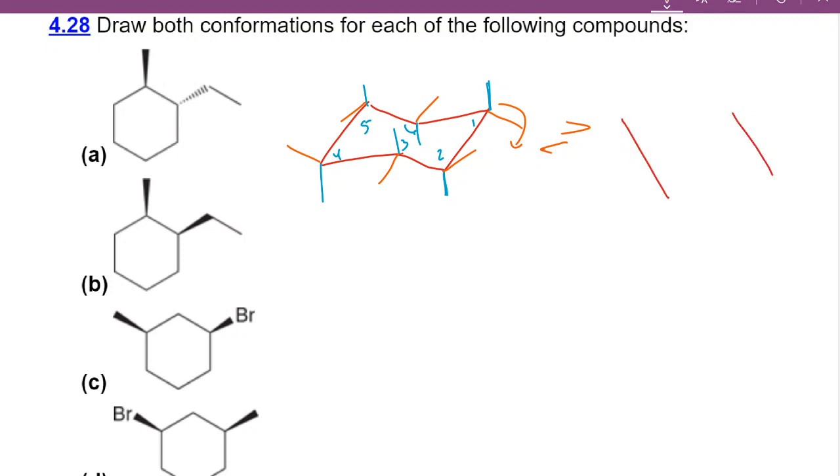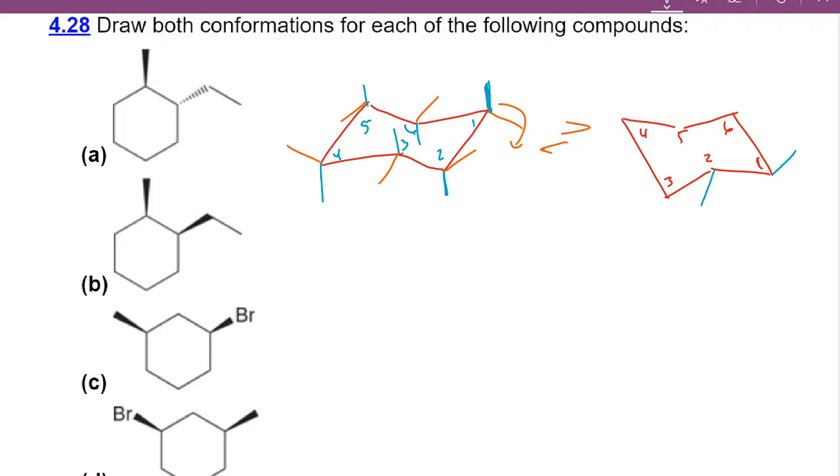Okay, now let's fill in the other two sets of parallel lines. So now our carbon 1 has moved here: 1, 2, 3, 4, 5, 6. Now all of our axial substituents have become equatorial. So this axial up one at carbon 1 is now equatorial up. And at carbon 2 it was axial down, so it's now equatorial down.